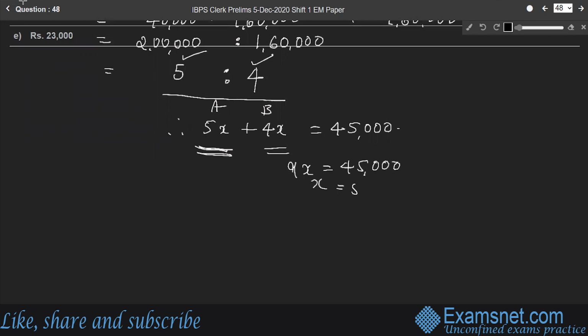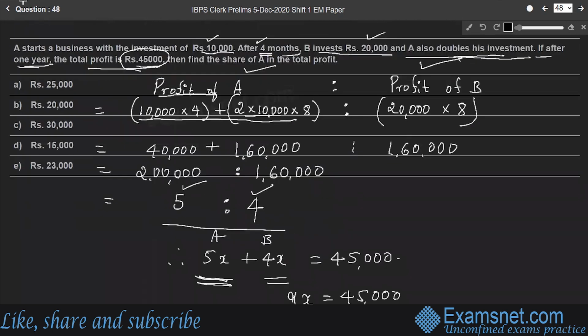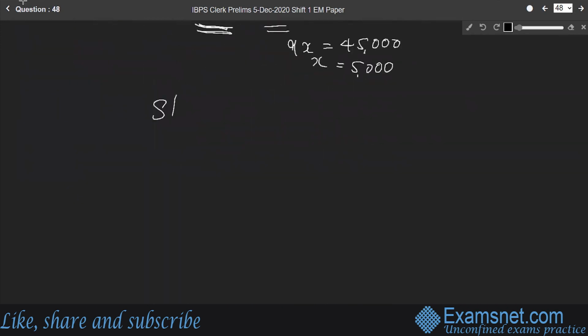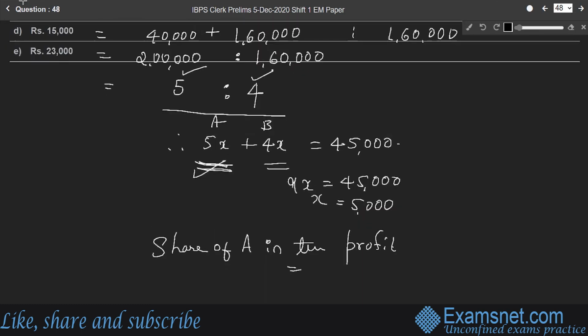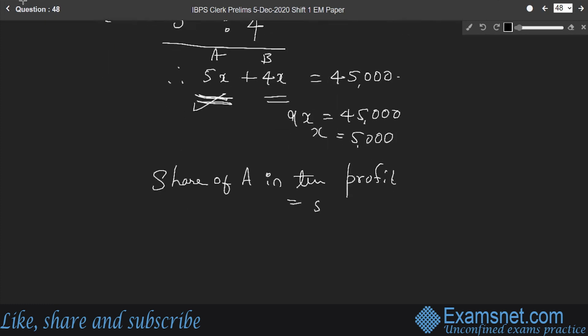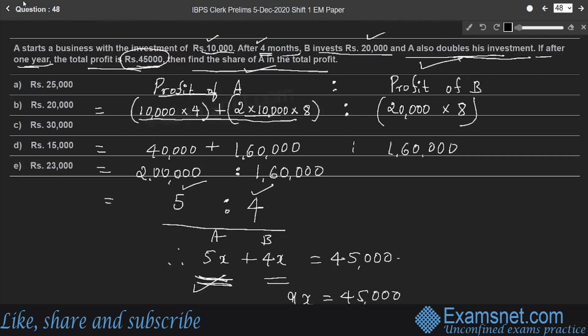x is 5,000. Therefore, what is asked in the question? So, find the share of A in the total profit. Therefore, share of A in the total profit is 5x, which is 25,000 rupees. Share of A is 25,000 rupees. Hence, option A.